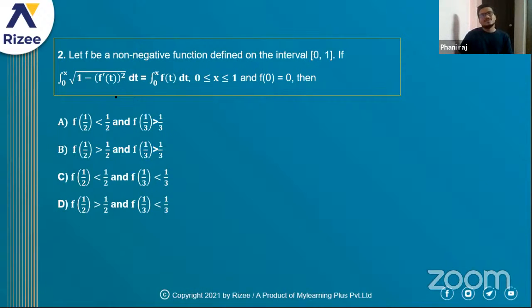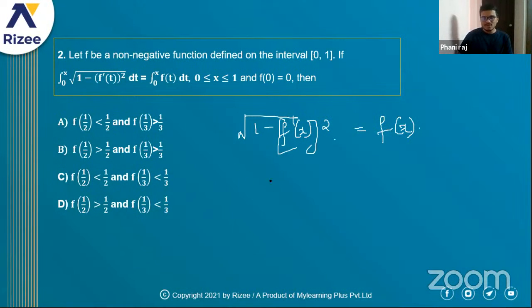Now again, whenever you see such integrals with variables, just differentiate on both sides. That's the standard technique. So again, by Leibniz rule, under root 1 minus f dash of x whole square into derivative of x, which is 1, equal to f of x. Squaring on both sides, what do you get? 1 minus f dash of x whole square equal to f square of x.